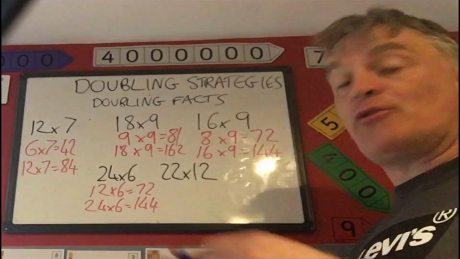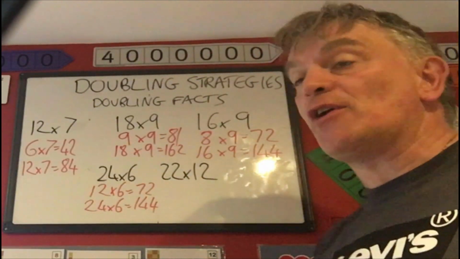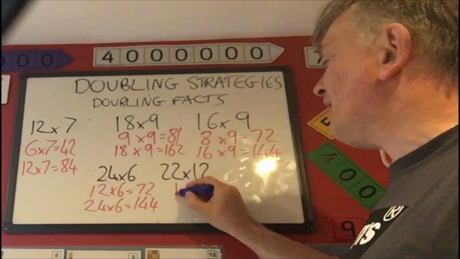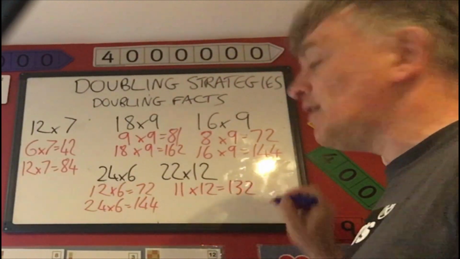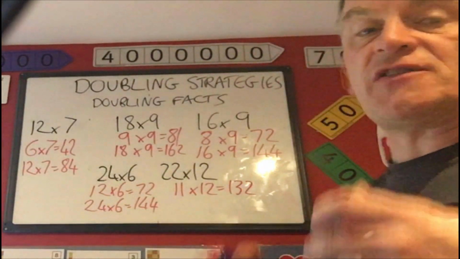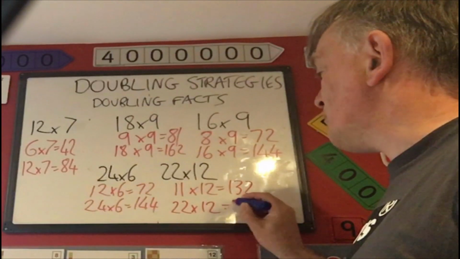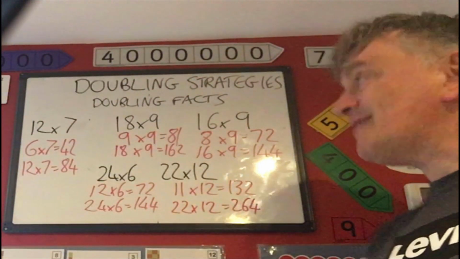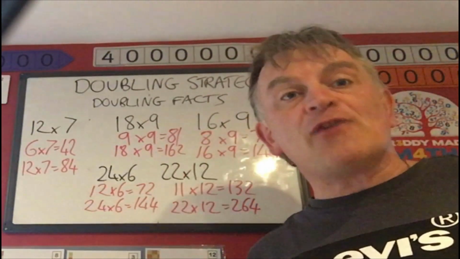The final example, 22 multiplied by 12. Again, I could have either of these. I could make it 22 multiplied by 6, but again, that's not a fact that's particularly well known. Whereas if I have the 22, we get 11 times 12. 11 times 12, 132, which is a known fact. Therefore, 22 times 12 must be 264.